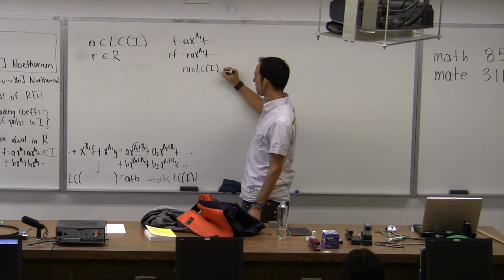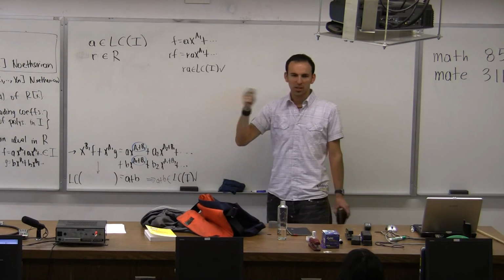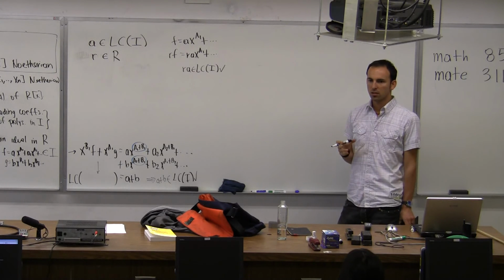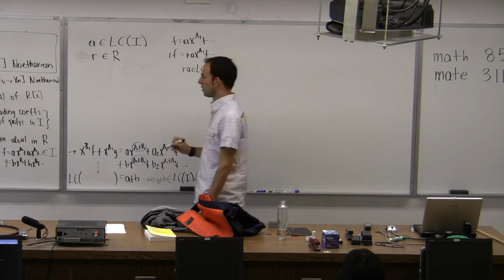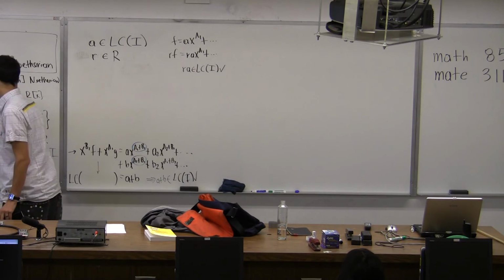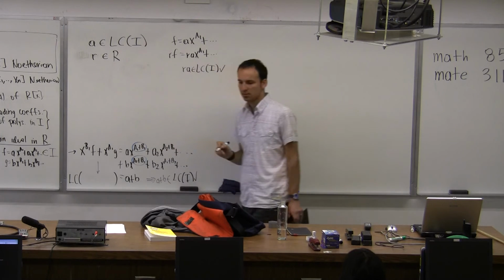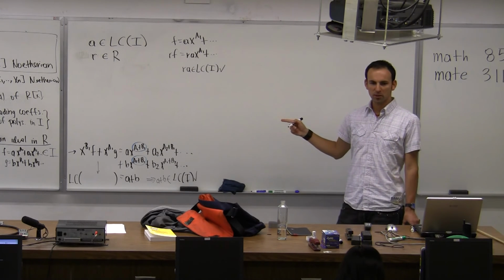Closed under addition, closed under subtraction, closed under multiplication by things in the ring, that means that this thing is an ideal. So I have my claim that this is an ideal. Any questions about that little proof?